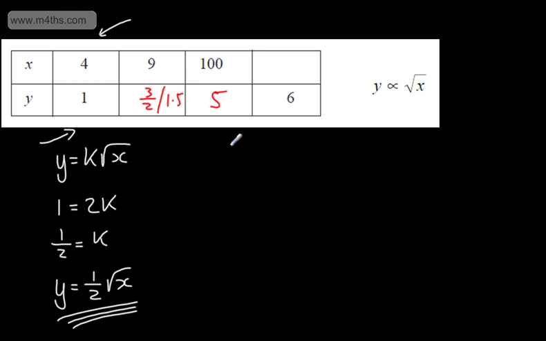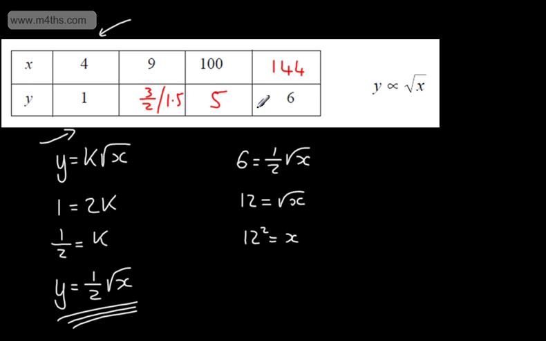Okay, if we look at the next one, we're going to have a value of y. So what we need to do with this one is work it backwards. So y is 6, and that's going to give us 1/2 the root of x. So I'm now going to multiply both sides by 2. 12 is equal to the square root of x. To solve for x, we need to square both sides of the equation, and that is going to give me that x is going to be 12 squared, so that's going to be 144.